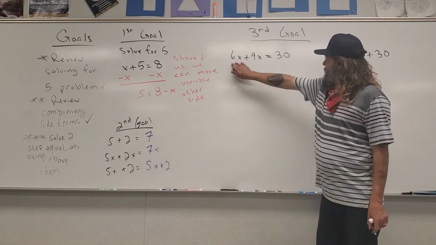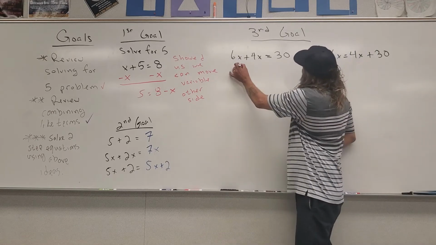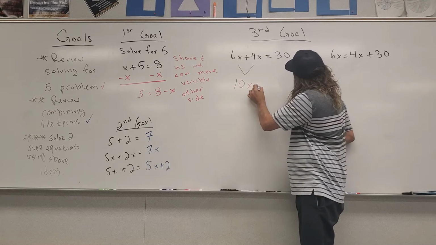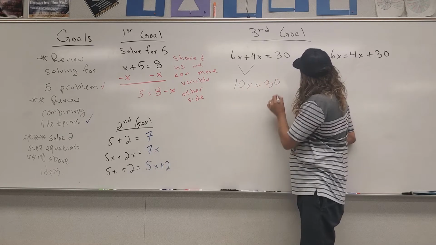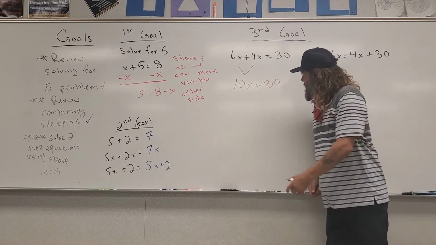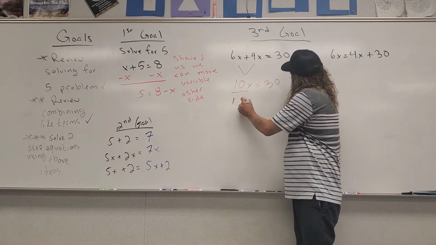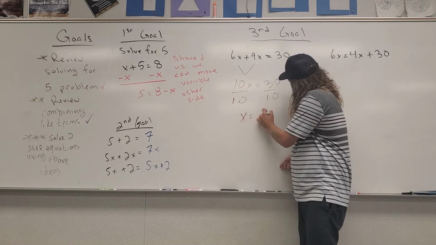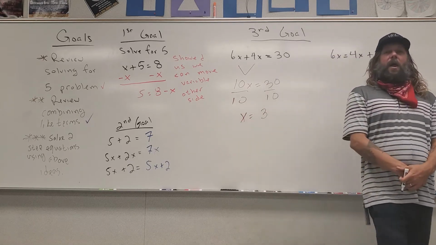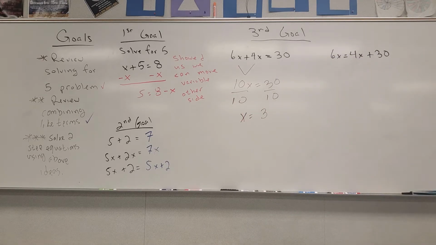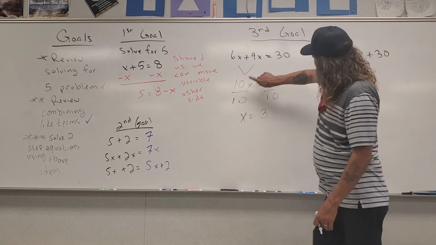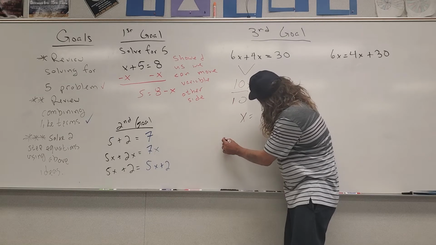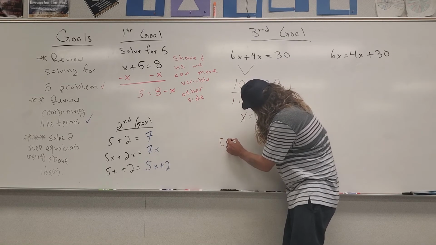So these are like terms. I can put them together, and I'm left now with 10x is equal to 30. And then I can divide away my 10, and I get my x is equal to 3. Okay. So this problem used our second rule of combining like terms.